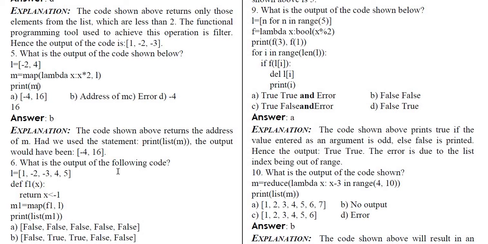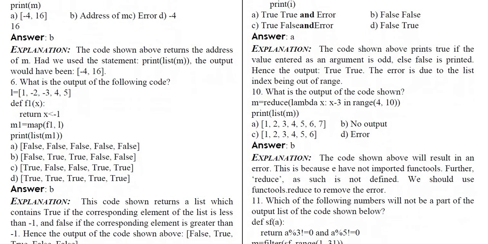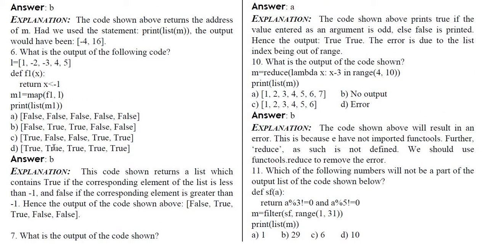Next question, what is the output of the following code? Here you will find a list, then define f1(x), return x less than -1. Again the map function. What is the use of the map function in Python? Can anyone answer? So I will define map in Python.